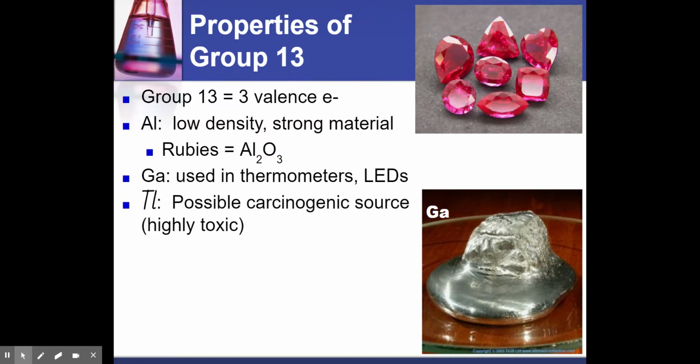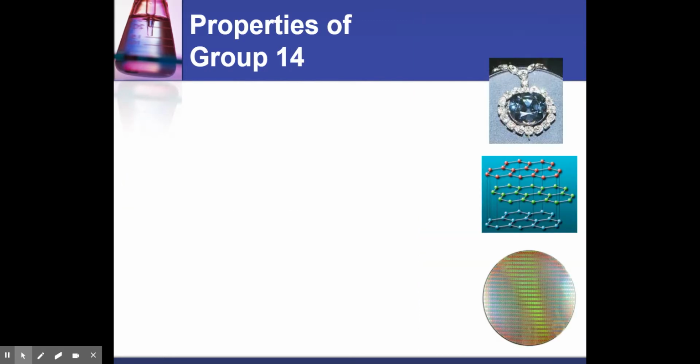The TL there, and we exaggerated that so you saw the L there, is for thallium, and thallium is a possible carcinogen, meaning cancer-causing compound. It's really highly toxic. And so as we go down the group, we go from something like aluminum, which we use all the time, to something that's really toxic.